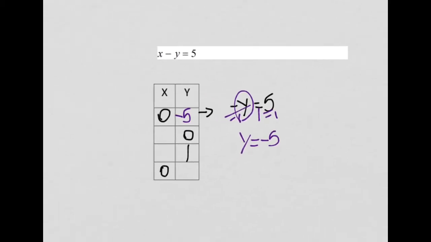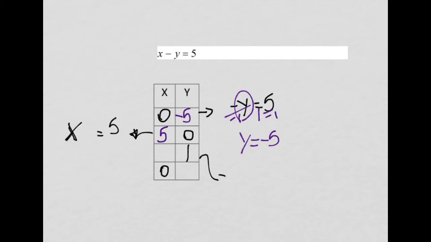Now I'm going to do the same thing with the next one. Again, I have x minus y equals 5. But this tells me now that y is 0. So I'm going to fill in 0 for y. Now, do I need to write x minus 0? Do I need that minus 0? No. So I can erase it, which leaves me with x equals 5. So x must be 5 when y is 0.